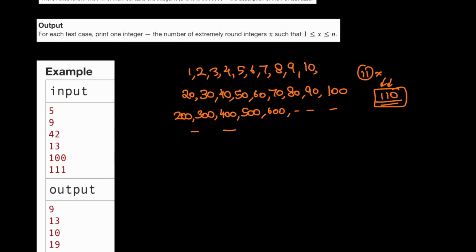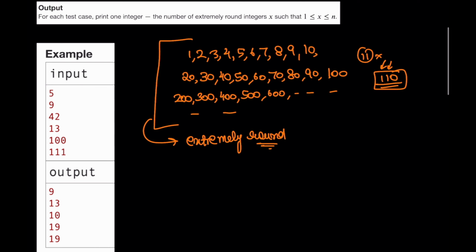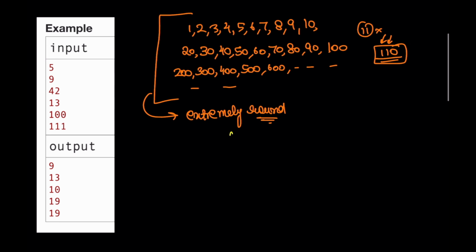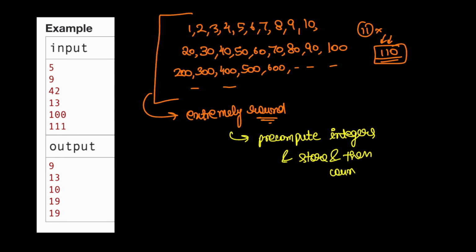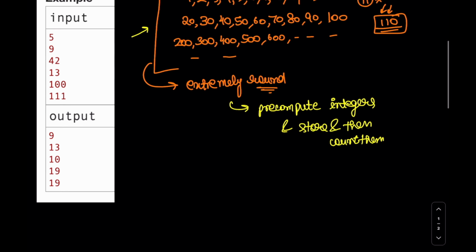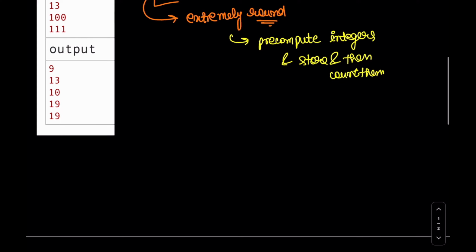So one thing we can see, these are a very limited set of integers that can be called extremely round. So the best way can be that we just pre-compute all the integers and store them and then we will count them. So that is all we need to do. Now let's see how we can pre-compute them.